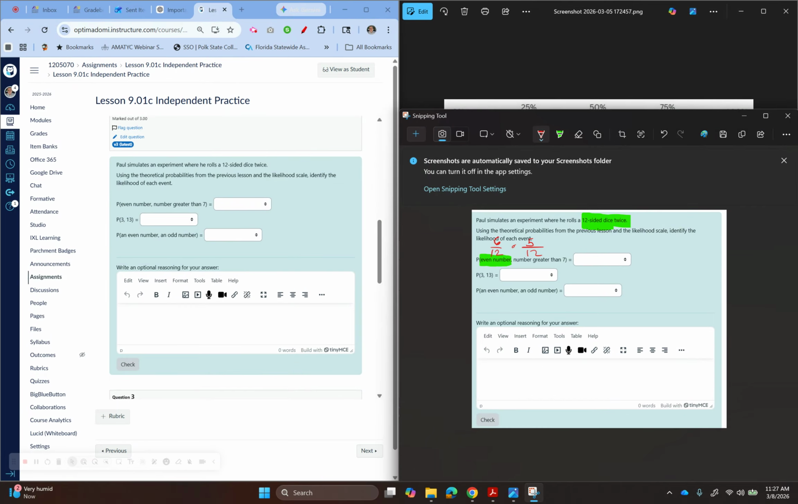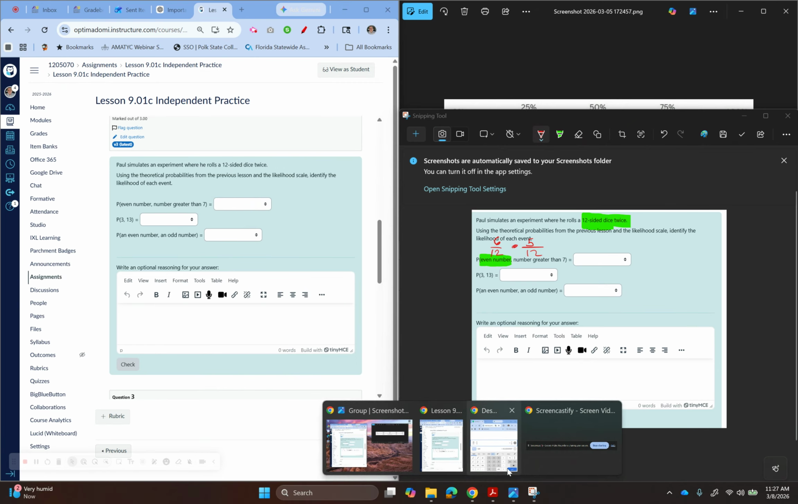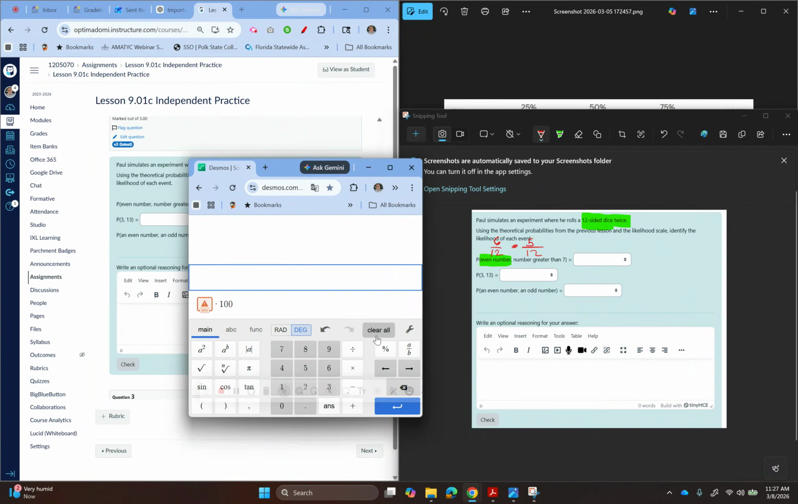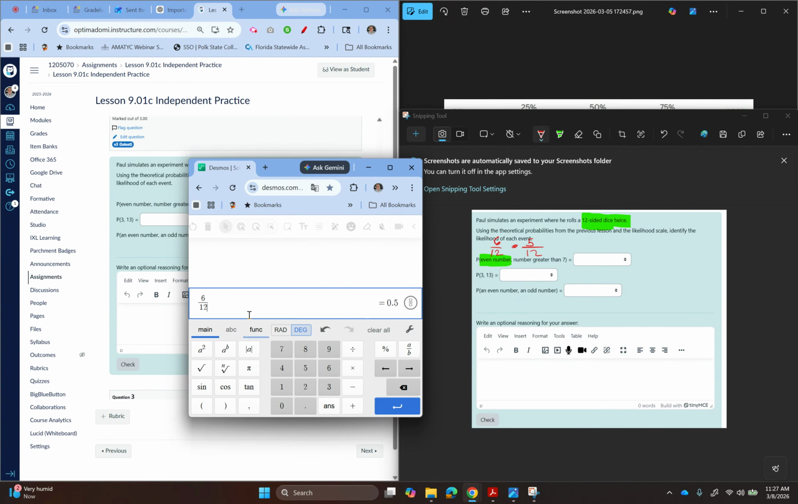And what I'm going to do with these probabilities is multiply. So again, using the calculator, let me clear all of this. I'm going to multiply 6 out of 12 times 5 out of 12.